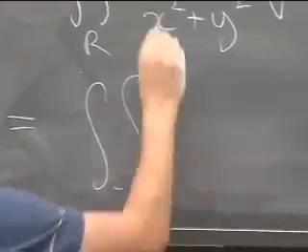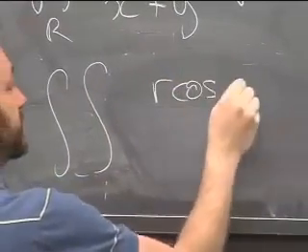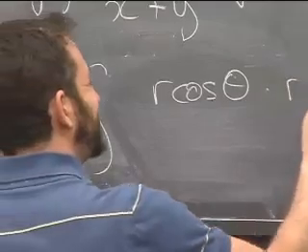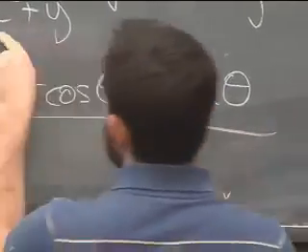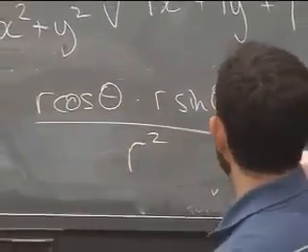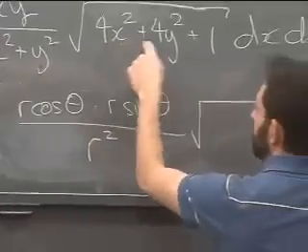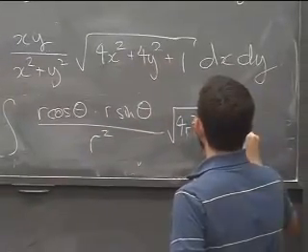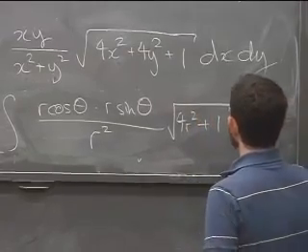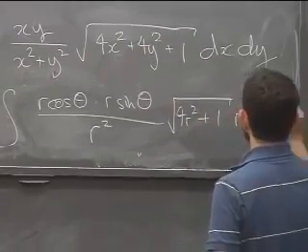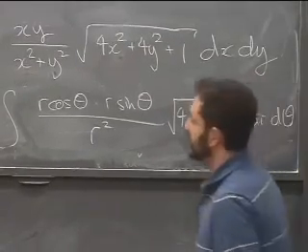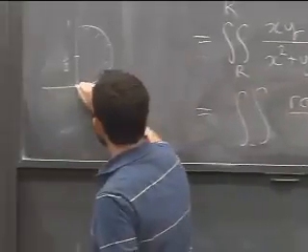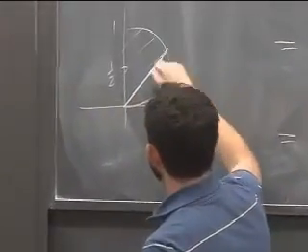So in polar coordinates, x is r cosine theta, y is r sine theta, x squared plus y squared is r squared. This will be root 4r squared plus 1, because of the x squared plus y squared plus 1. And the dx dy is r dr d theta. But we have to be clever about how we compute the angle and the theta. So, well, the angle and the r.